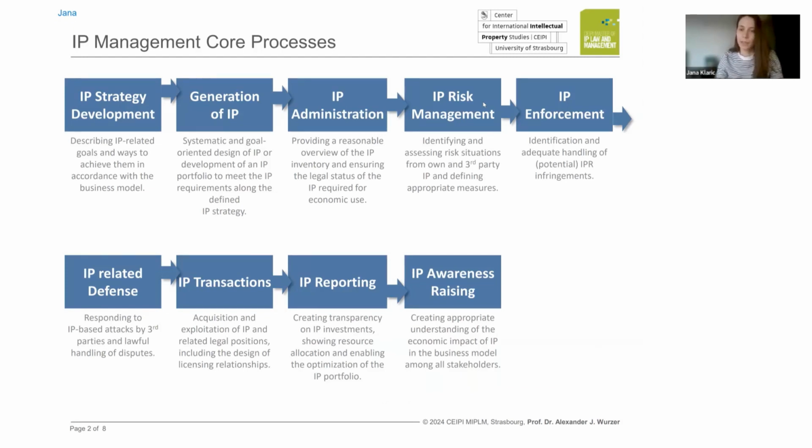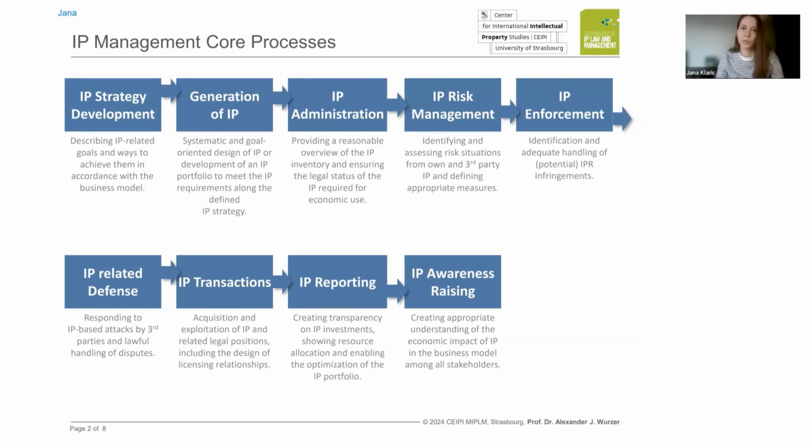The second step is the generation of IP. So this includes systematic and goal-oriented design of IP or development of an IP portfolio to meet also the requirements that are defined within the strategy. Third step is the IP administration. So this consists of providing a reasonable overview of the inventory and ensuring the legal status of the IP required for the use.